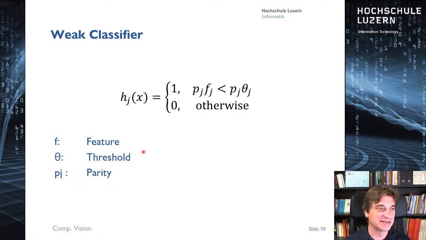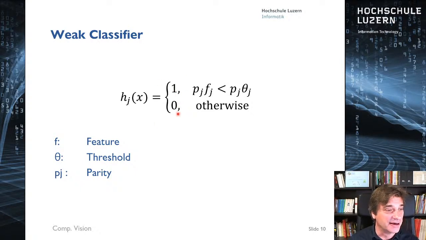And for that weak classifier, here I just used 1 and 0 instead of -1 and +1, so it will be 1 if some measure calculated from the feature is smaller than some threshold, and otherwise it will be 0.